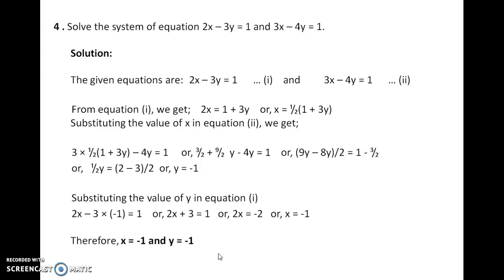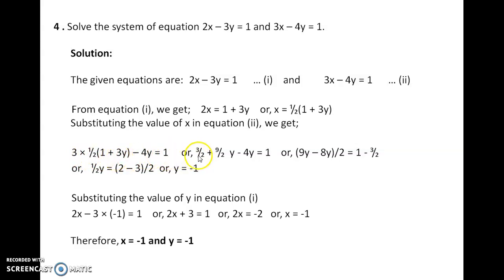That's the answer. Solve the system of equations 2x minus 3y equal to 1 and 3x minus 4y equal to 1. So here when you solve, the given equations are this, and what we do is the same as the previous one. We are going to take the x value now. So when you take the other things to the other side, you have 2x is equal to, you bring this 3y to the other side, so 1 plus 3y, and bring this 2 also to the other side, so x is equal to half of 1 plus 3y. And substitute this x value in this equation. So 3 into x, half of 1 plus 3y, minus 4y equal to 1.